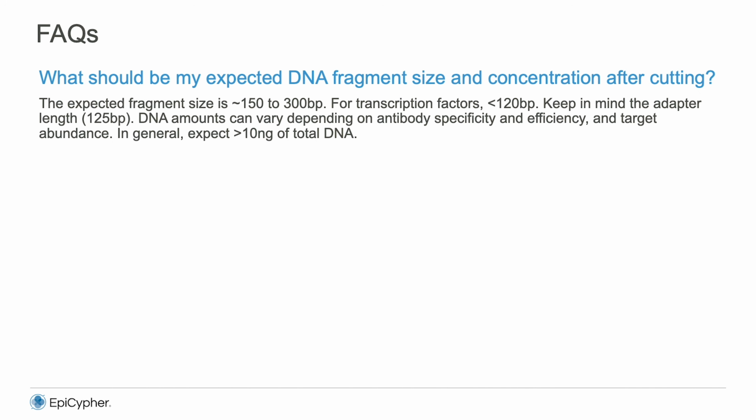You should expect to see approximately 150 to 300 base pair nucleosomal peaks for histone PTMs. For transcription factors, fragments less than 120 base pairs are generated. You also need to keep in mind the adapter length of about 125 base pairs. The amount of DNA generated can be variable depending on antibody specificity, efficiency, and target abundance. In general, you should expect 10 nanograms or more recovered DNA.